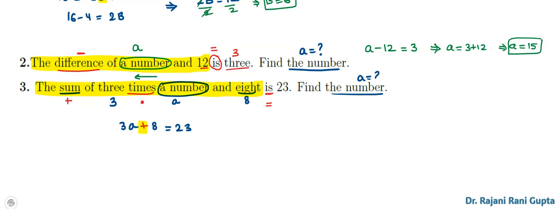So how can you solve it? 3A is equal to 23 minus 8. 3A is equal to, how much is 23 minus 8? 15. Dividing both sides by 3 because we want A. So A is 5. That is your answer.